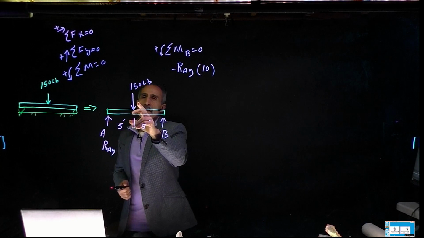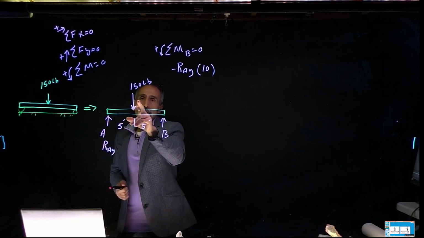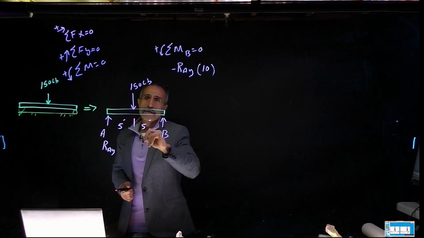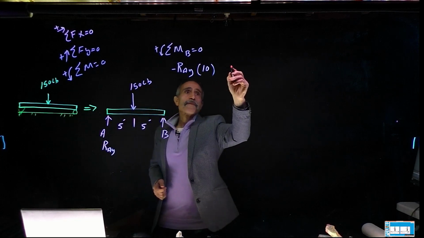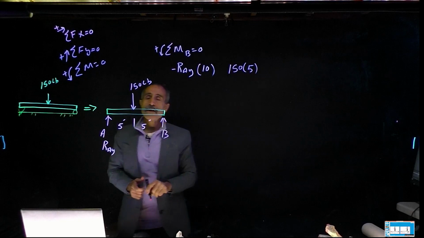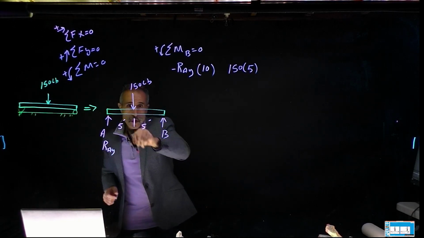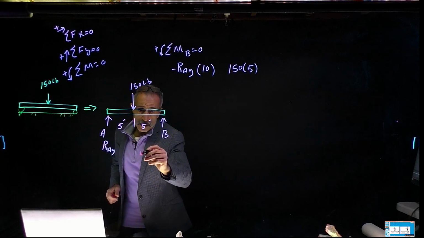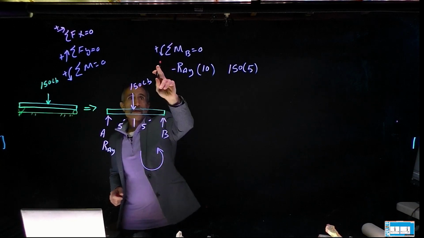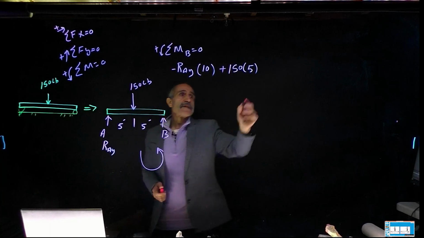The next force is this 150. So 150, take a moment about point B, it's going to be 150 times the distance. The perpendicular distance between here and here is 5 feet. So it's going to be 150 times 5 feet. Is it positive or negative? Well, let's find out. It's going down, so it's rotating this way. What kind of rotation is that? That's counterclockwise, and we said that was positive. So it's plus 150 times 5 and is equal to 0.